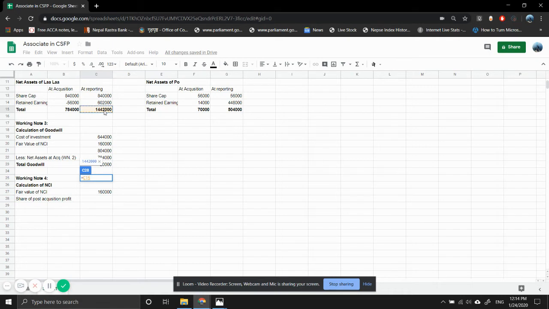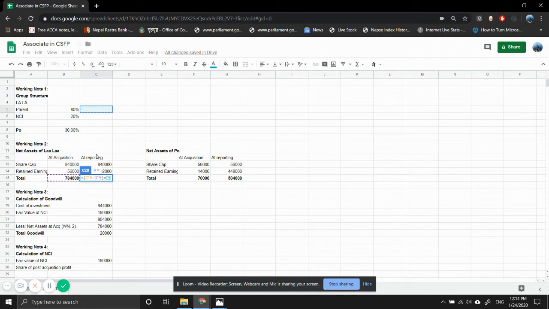from post acquisition profit. Okay, so what we need to do is this is our net assets at reporting date minus what was the net assets at acquisition. It was this figure into their percentage, so their owning percentage. So how much percentage do they own? 20%, right? So multiply that figure, will give this figure. Okay, so this will be our total NCI, or I'll just write total and then add this up.